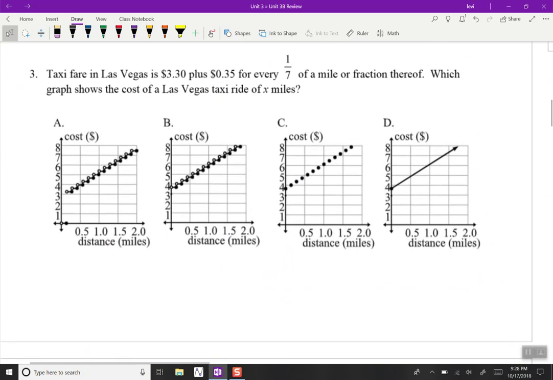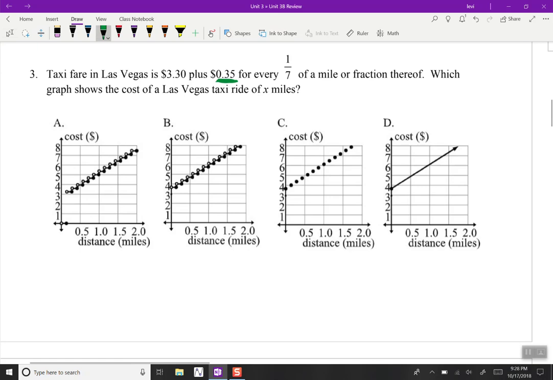Question 3. Taxi fare in Las Vegas is $3.30 plus 35 cents for every 1/7 of a mile or fraction thereof. Which graph shows the cost of a Las Vegas taxi ride of x miles? So we're going to start off with 3.30, that's our y-intercept. And then for every 1/7 of a mile, we're going up 35 cents.